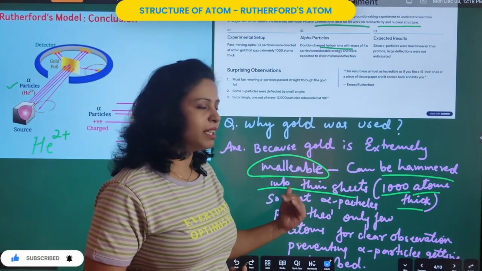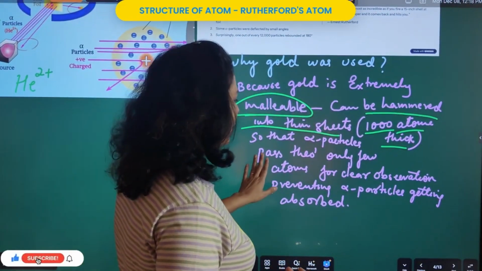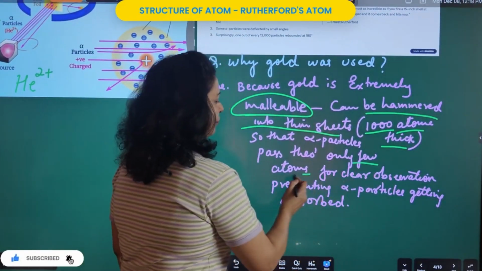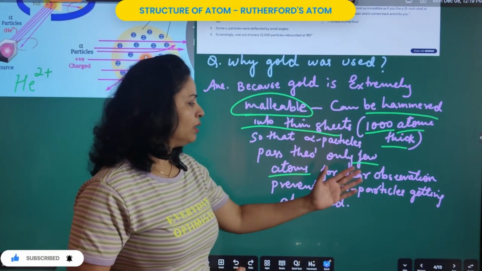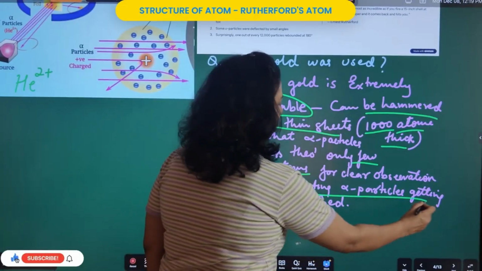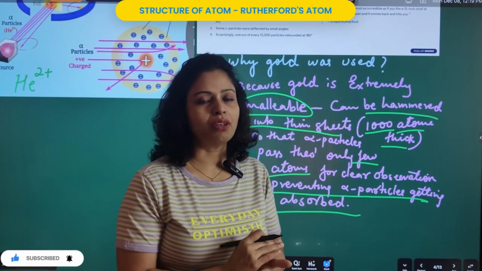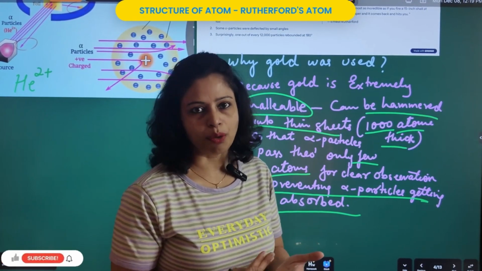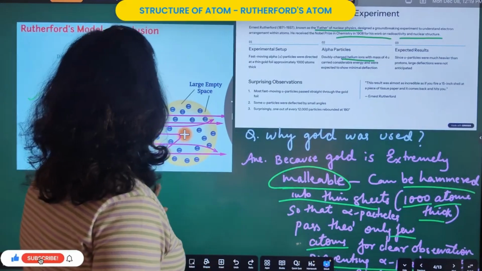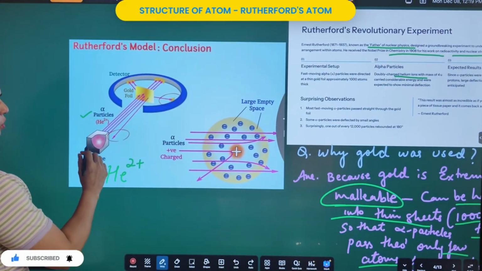Because when alpha particles are passing through it, they will pass only through a few atoms of gold. We don't want them to pass through more atoms, and this also prevents the alpha particles from getting absorbed. So that's why we need a very thin sheet of gold foil, which will help the alpha particles pass through without getting absorbed.